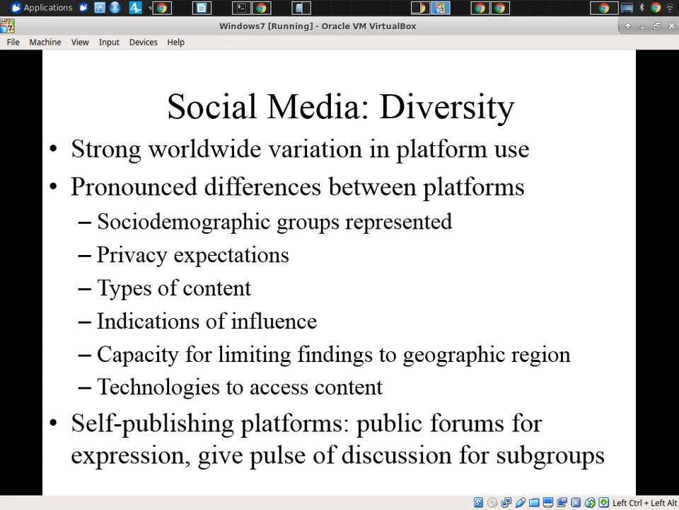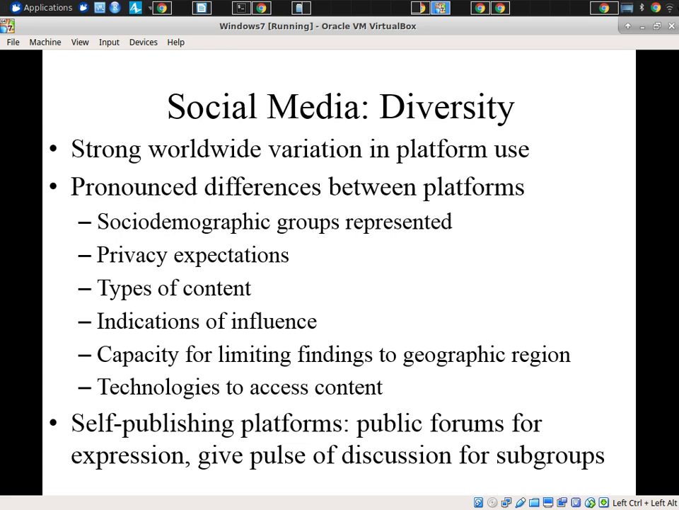So, there are different types of content, different indications of influence. On Twitter, we have likes. On other platforms, we may have retweets or shares, right? There are different ways in which we might upvote content in terms of significance, and different ways in which we might indicate interest in this content or that it's significant even if we don't agree with it. These are all quite platform specific.